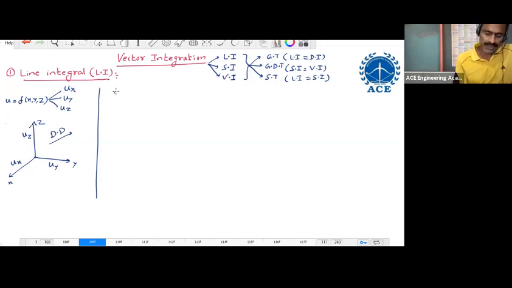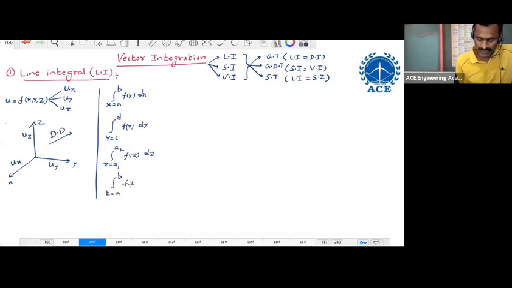Similar to this, we have the integral of f of x dx from x equal to a to b, the integral of f of y dy from y equal to c to d, the integral of f of z dz from a1 to a2, or the integral of f of t dt from a to b. Like these three derivatives ux, uy, uz, these are the single integrals. Z-axis, y-axis, x-axis. Now the first integral, the integral of f of x dx from a to b, is a single integral.